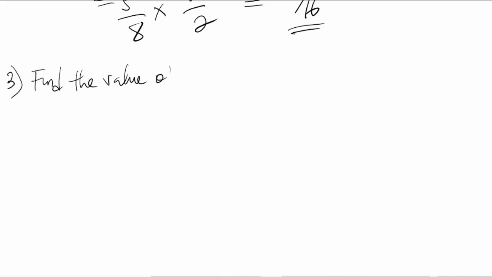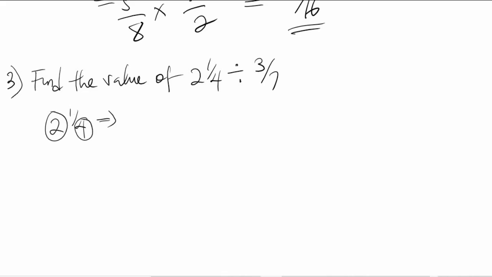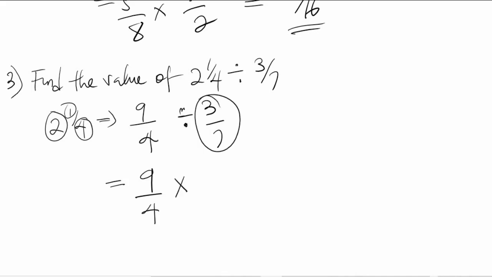Find the value of 2 1/4 divided by 3/7. 2 1/4 is the same thing as 4 times 2, 8, plus 1, 9, 9/4. Then divided by 3/7. To change this to multiplication, it becomes 9/4 times the reciprocal of this. This is turned upside down, and instead of 3/7, it becomes 7/3.